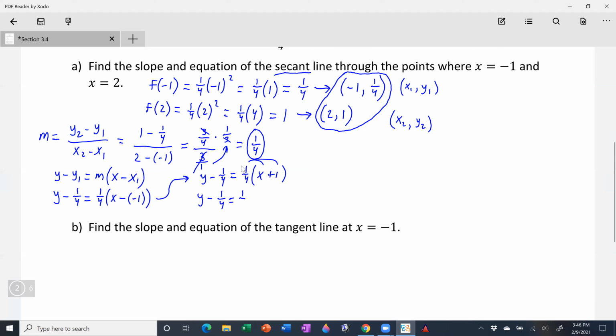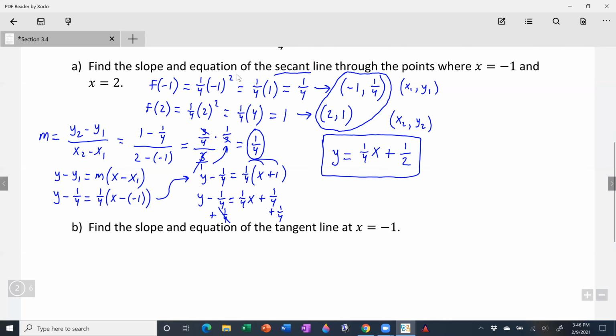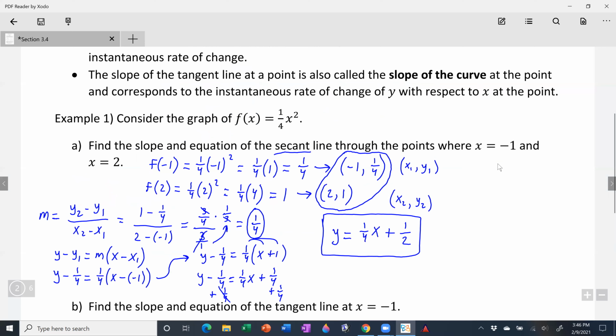So we get 1/4 x plus 1/4. And then if we add this 1/4 to get y by itself, we will have the answer: y equals 1/4 x. Okay, so plus 1/4 plus 1/4 is 2/4, which reduces to 1/2. So that should be the equation of the secant line that goes through this function for x values of -1 and 2. And so let's check that.